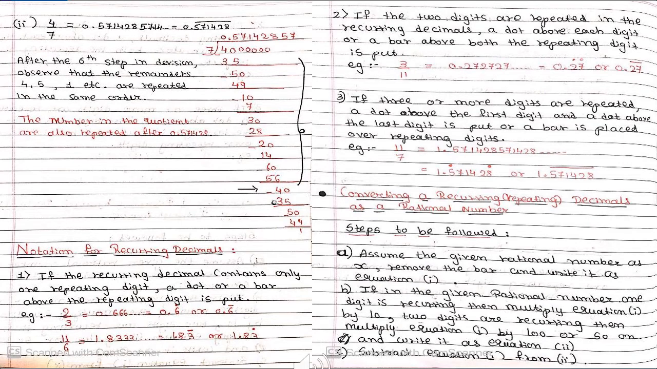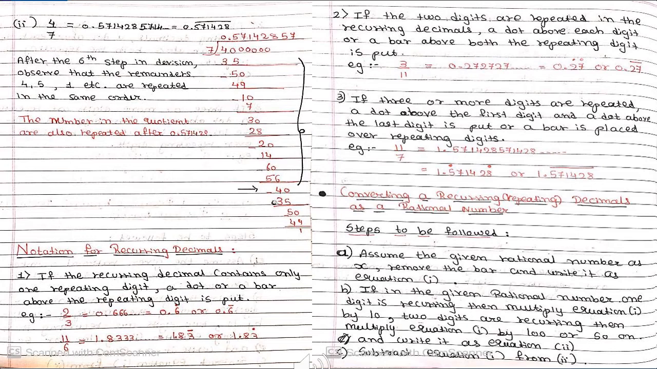One more example of a non-terminating recurring decimal. Example number 2, 4 upon 7. Again you can refer to the division. After the sixth step, student, the first step is where I have done 7 5s are 35. Second step is 7 7s are 49. Third step is 7 1s are 7. Fourth step is 7 4s are 28. Fifth step is 7 2s are 14. Sixth step is 7 8s are 56. And when you subtract 56 from 60, you will get 4.